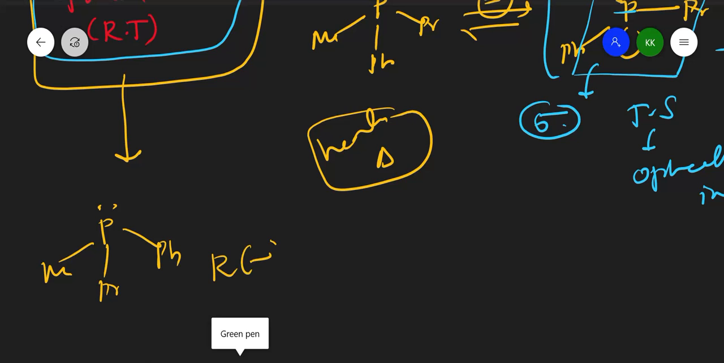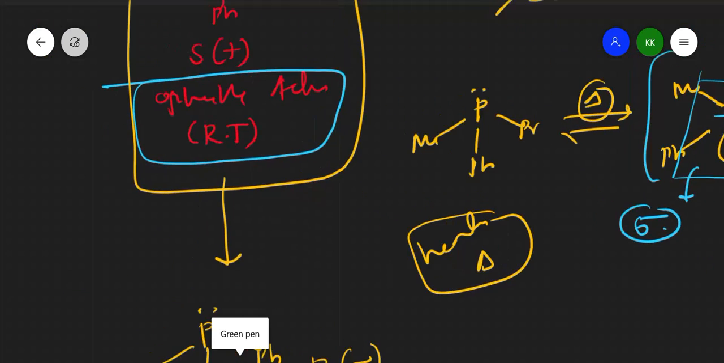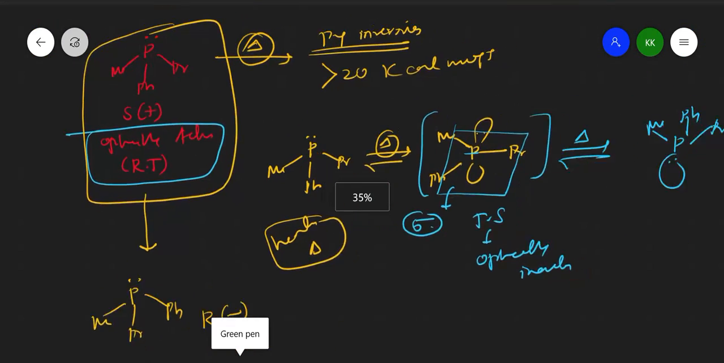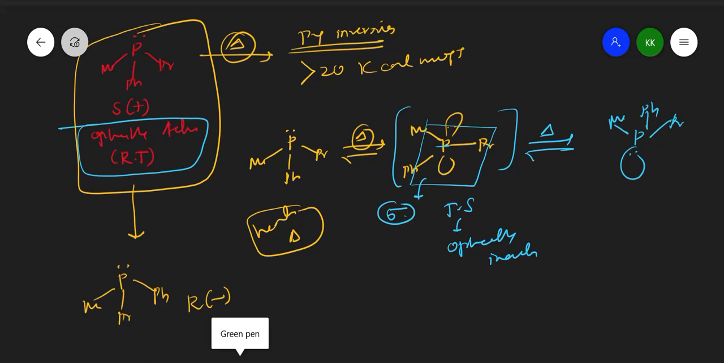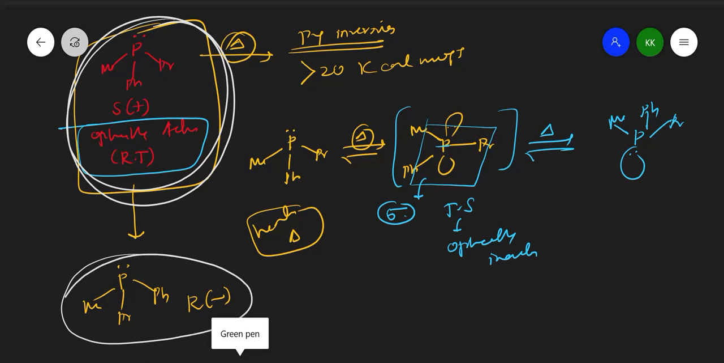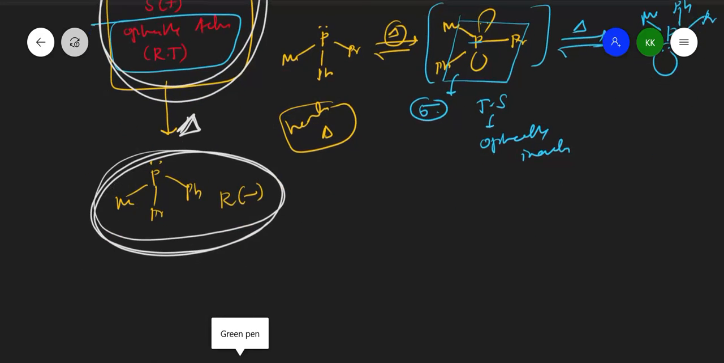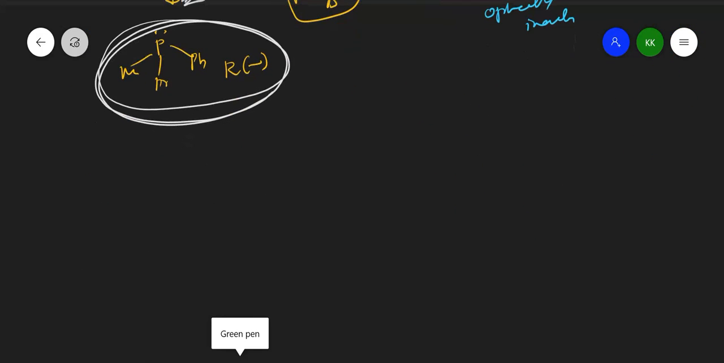in which its configuration was what? R minus, right? So what do you mean? What did you understand? So nothing much. See, initially it was S plus, which is optically active. After heating, it inverted and we got this R minus. That is the thing. This happened only in case of heating condition. So this will also be asked in your exams. So you have to remember.